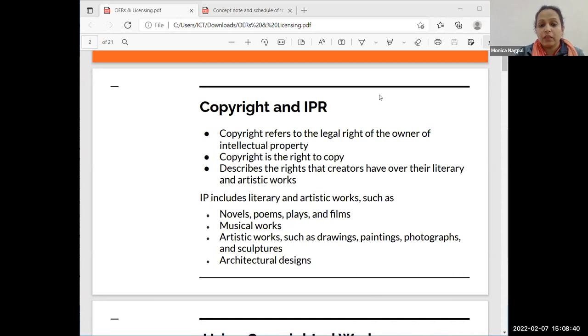Now, this is basically about any kind of literary work which we are doing, or any artistic work. So if a painter has created a painting, that also comes under copyright. This basically gives a genre of which kind of content can be covered in copyright. So you can see novels, poems, plays, films, musical works.